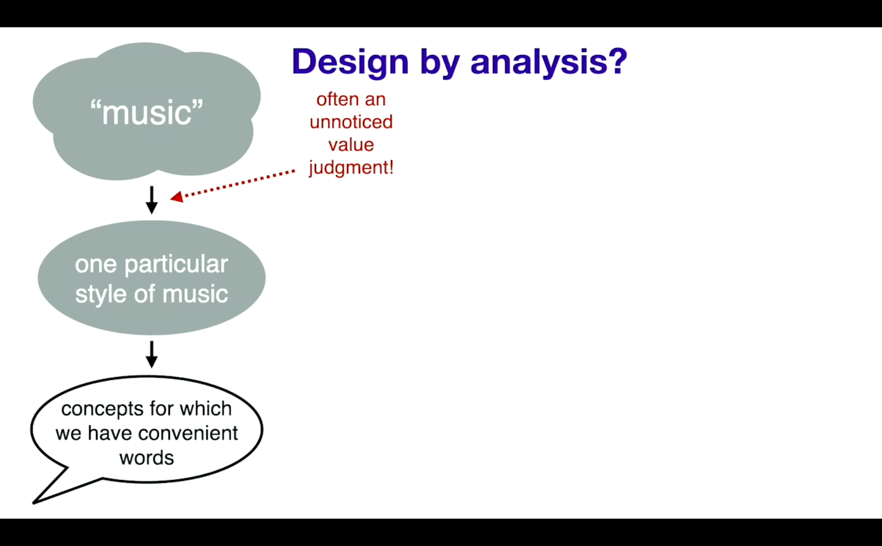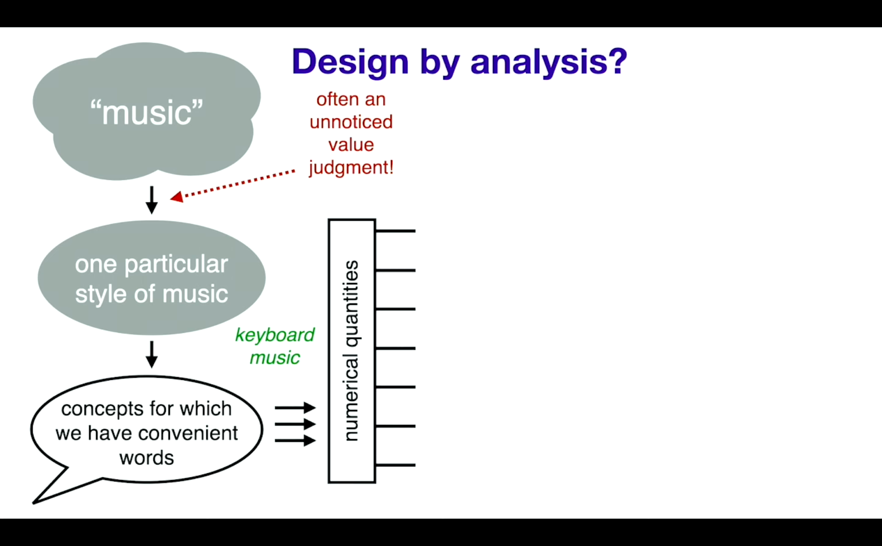What do I mean by music? Well, I have maybe in mind a particular style of music, a particular context. Maybe it's an unnoticed value judgment. The problem starts here. I go searching around for words that I have about music, concepts, things that I think describe music. And I organize those concepts into some kind of conceptual space. And I potentially assign numbers to these words.